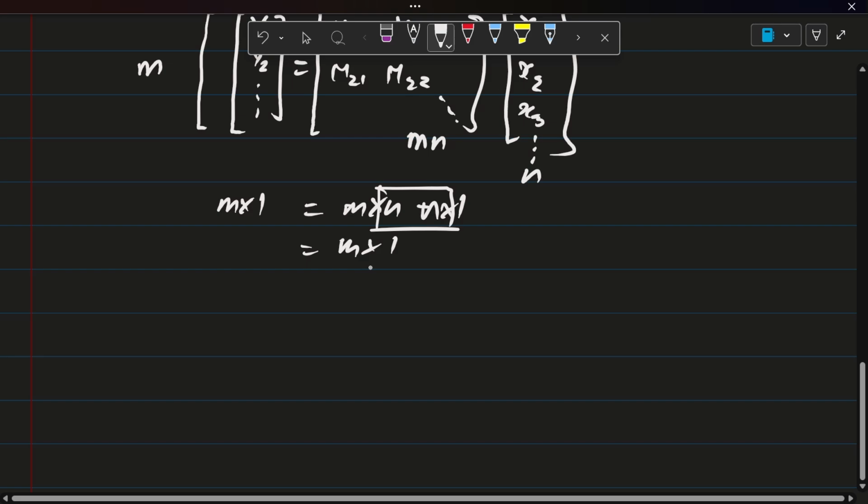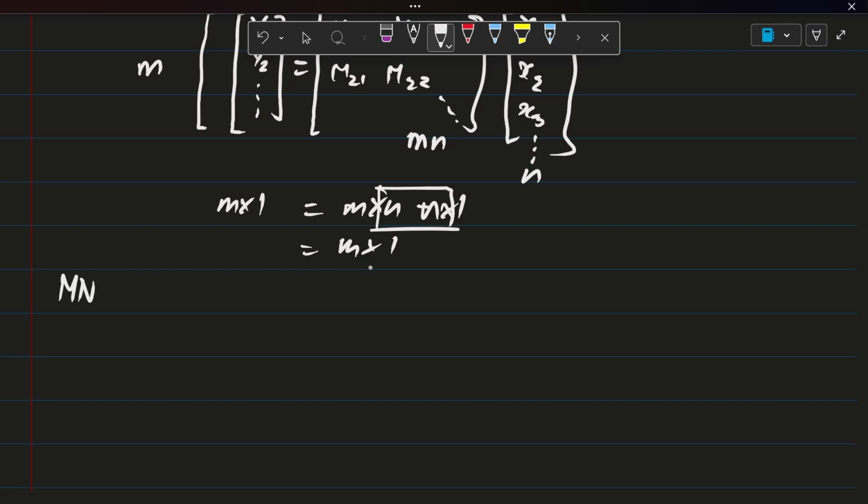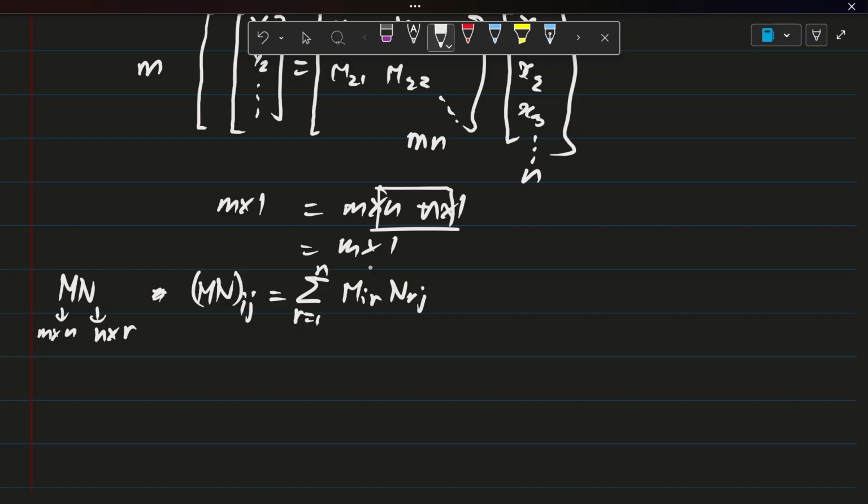So for a matrix multiplication MN, let's say M to be an m by n and N to be an n by r, the component ij of the matrix would be the sum, starting from r equals 1 until n, of M_ir N_rj. This thing and the top part are the same, but written in a different way. And this is the definition of matrix multiplication.